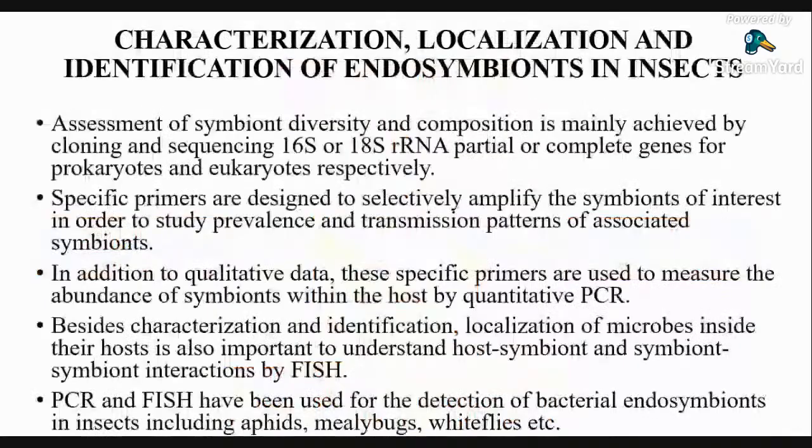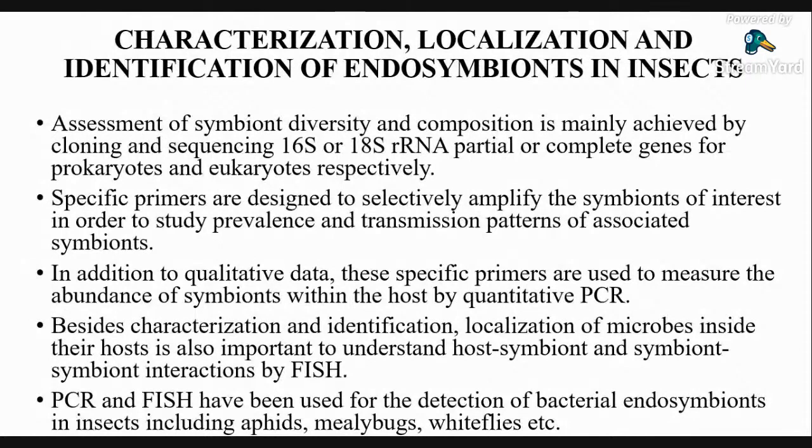Characterization, localization and identification of endosymbionts in insects. Symbiont diversity and composition is mainly achieved by cloning and sequencing the 16S and 18S rRNA, partial or complete gene, for prokaryotes and eukaryotes respectively. For localization and detection of bacterial endosymbionts in insects, two techniques are used. First one is PCR, second one is FISH.